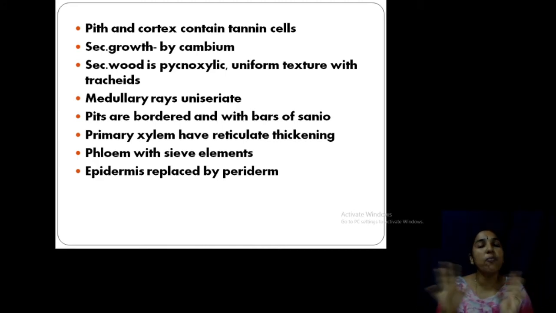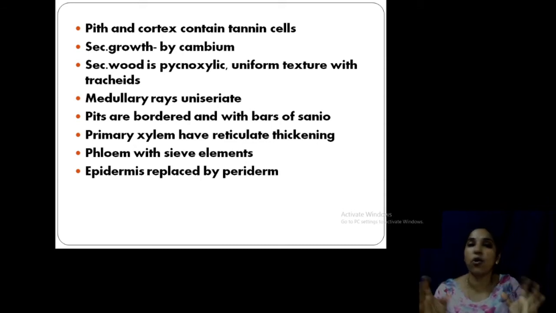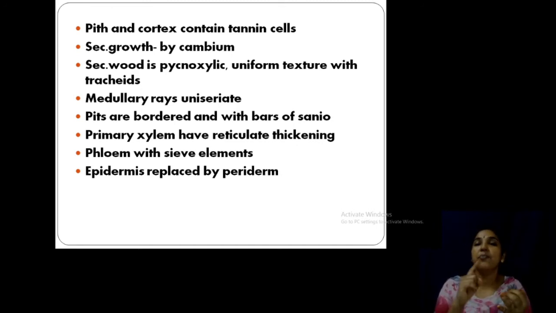So almost all anatomical features of the stem are similar to the dicot stem: endarch, conjoint, collateral bundles, secondary growth by activity of cambium, uniseriate medullary rays. The differences are the presence of resin canals, tannin cells, and bars of Sanio, the pits in the xylem. Phloem has sieve elements, and companion cells are totally absent.